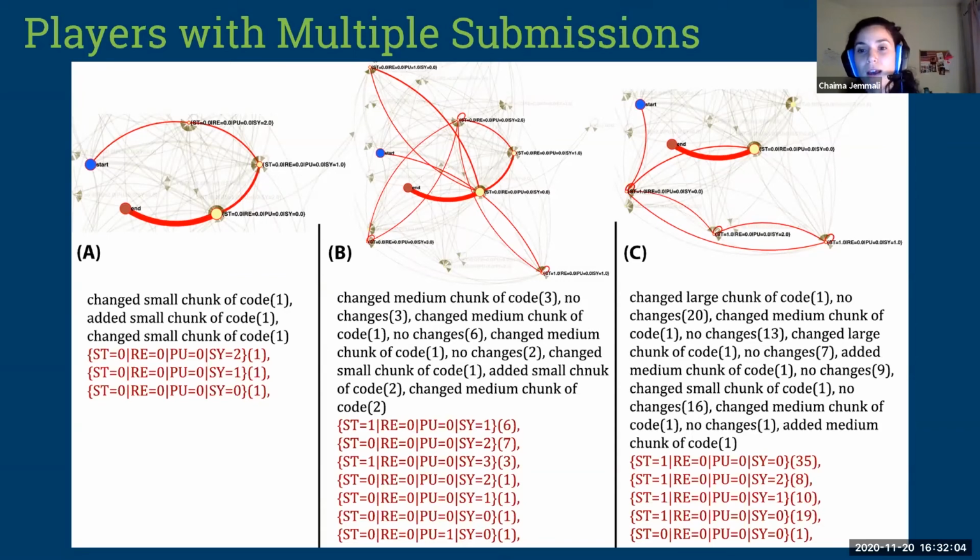as opposed to player C, who was doing a lot of large code changes and also a lot of running their code without any change, which can probably mean they were frustrated and just hitting the run button without knowing what's really going on.